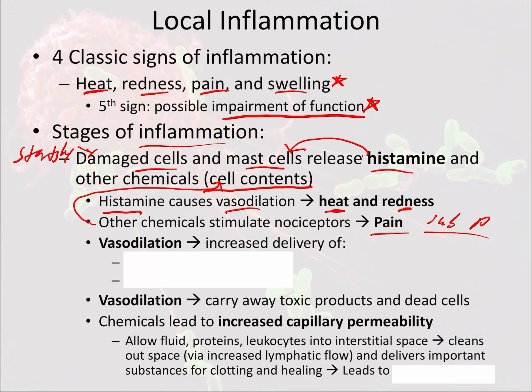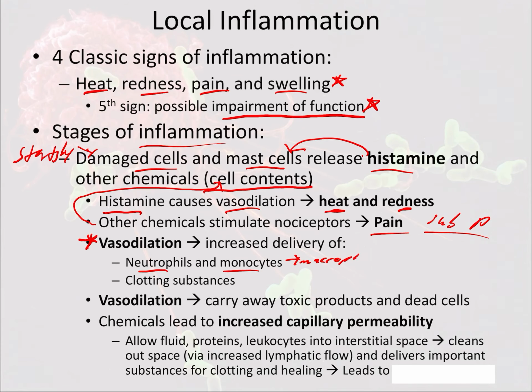Okay, so when we get that vasodilation, which is caused by histamine, what does that do? That delivers more white blood cells, more neutrophils and monocytes, which are the ones that are going to turn into macrophages. So we deliver more leukocytes. We also deliver clotting substances so we can stop bleeding. So that's the purpose of the vasodilation as far as delivery goes, but vasodilation is also important for carrying stuff away.